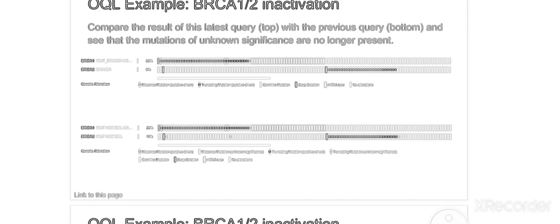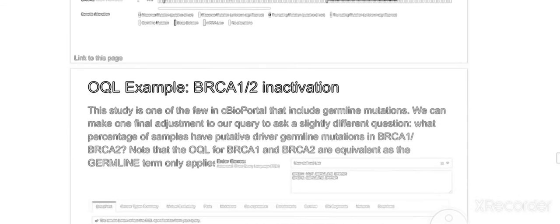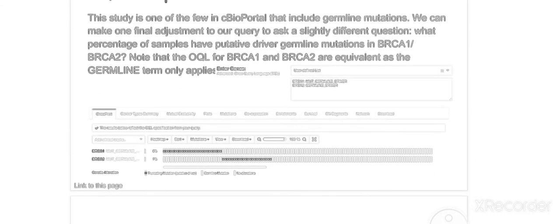Compare the result of this latest query on top with the previous query on the bottom and see that the mutations of unknown significance are no longer present. This study is one of few in cBioPortal that include germline mutations. We can make one final adjustment to our query to ask a slightly different question. What percentage of samples have putative driver germline mutations in BRCA1 and BRCA2? Note that the Onco Query Language for BRCA1 and BRCA2 is equivalent, as the GERMLINE term only applies to mutations.